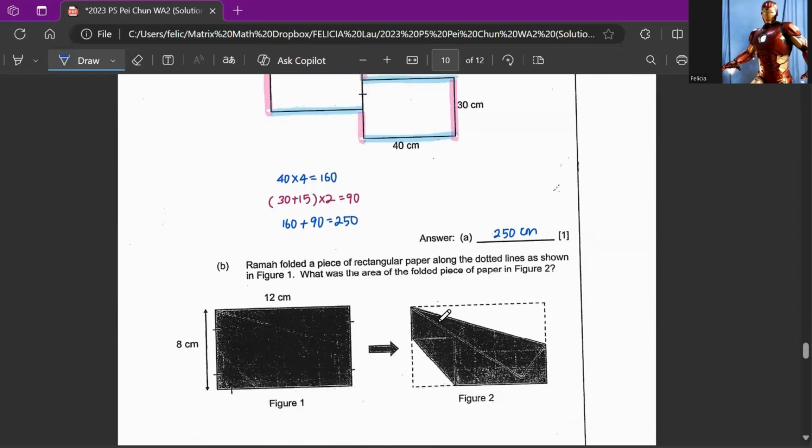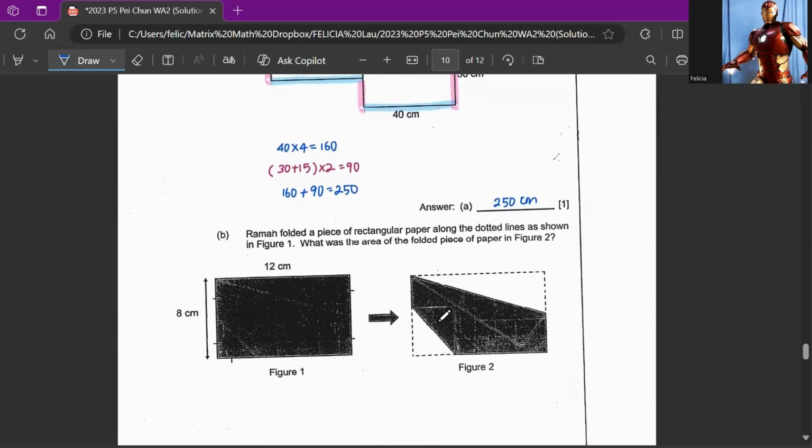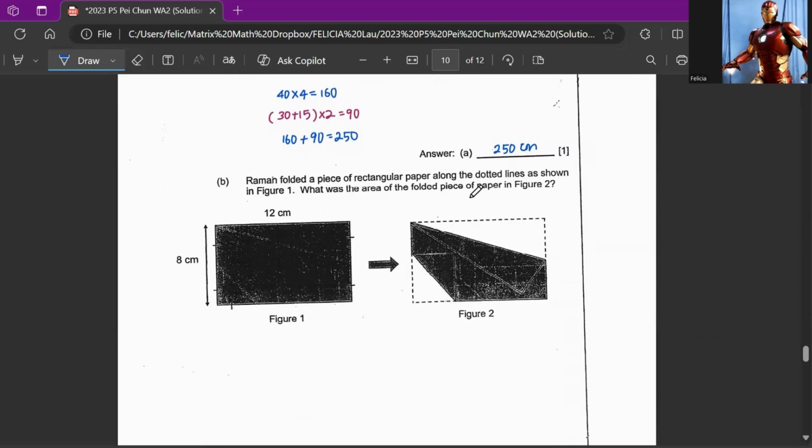Okay, let's move on to B. So Rama folded a piece of rectangular paper along the dotted lines as shown in figure 1. Now it's a bit dark, but the dotted lines are this and this. Basically he folded this downwards, he folded this triangle upwards so that it looks like this figure, the shaded part here. Now we need to find the area of the folded piece of paper in figure 2. So we need to find this area.